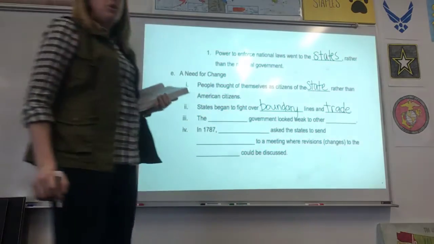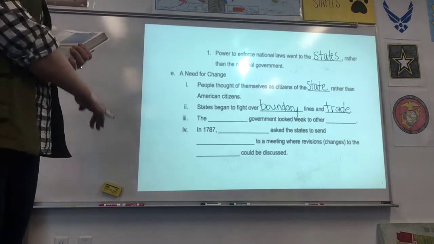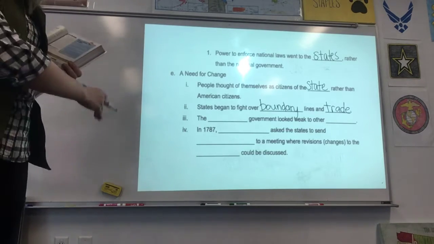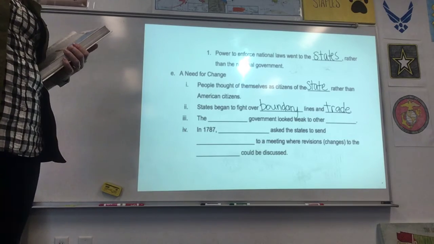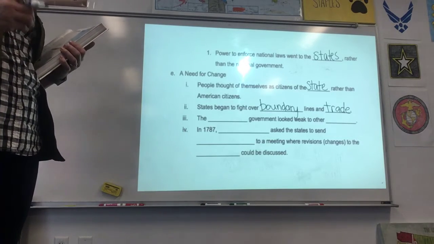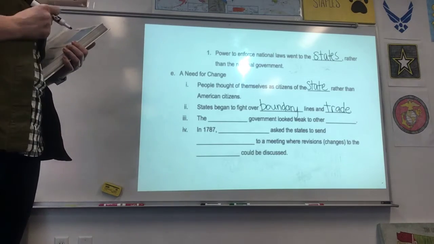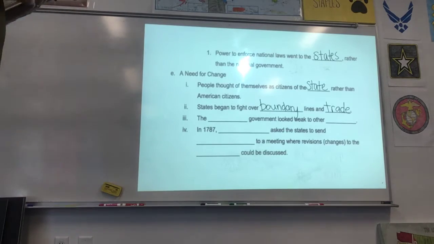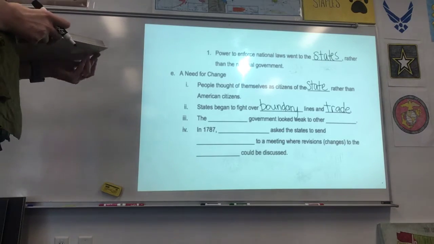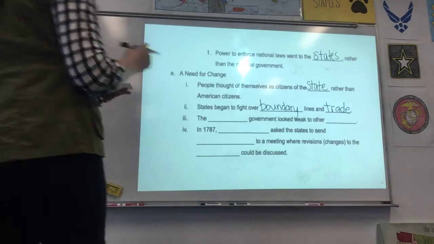Okay. So now, when you're a kid and you have to share a bedroom with your brother or your sister, and you put that tape down the middle of the room to show your boundary line, it's kind of what the states were doing at this time. They also were arguing over trade. Who got the money, what could come in, what could go out, who was going to sell goods from different places. Trading is very important because it has to deal with money. And what gets people fired up more than money? Not much. All right, so the national government looked weak to other countries.